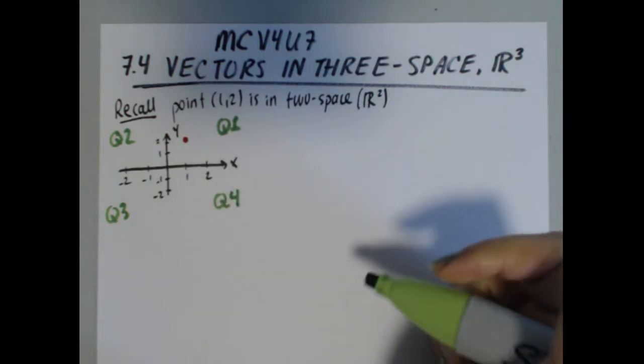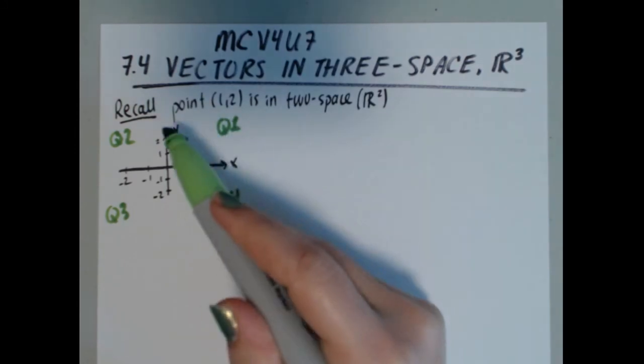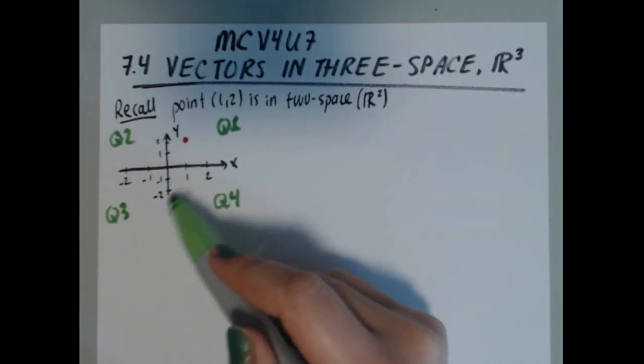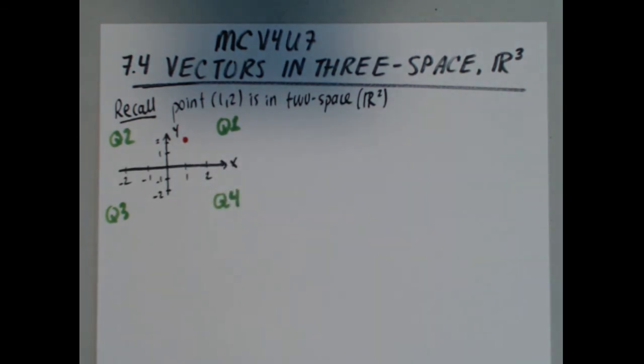Something important to pay attention to here: quadrant 1 is where you have positive x, positive y. Quadrant 2, negative x, positive y. Quadrant 3, both are negative. And quadrant 4, positive x, negative y. If you're thinking, wow, that's very simple, then you're right. We're going to have to remember those distinctions once we move into R3.